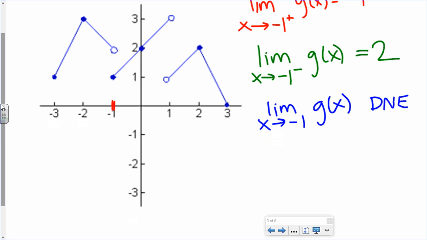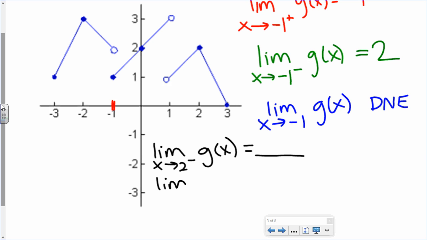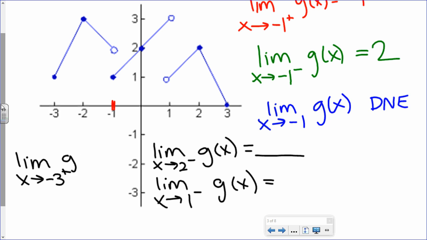Okay, so we're going to answer 3. The limit as x approaches 2 from the left. The limit as x approaches 1 from the left. And I'll put it over here, the limit as x approaches negative 3 from the right. I'll give you 60 seconds to consider those.